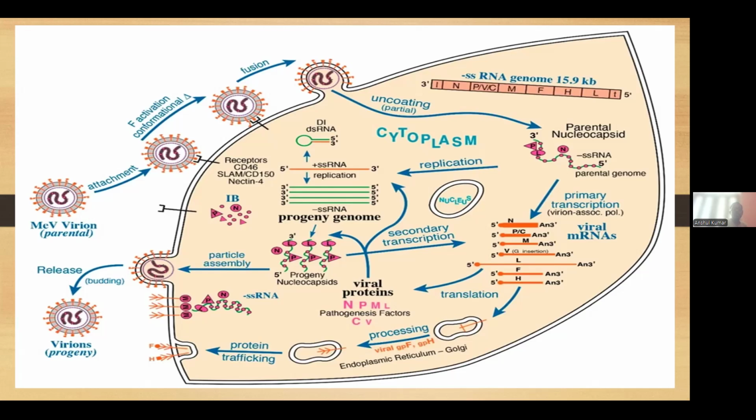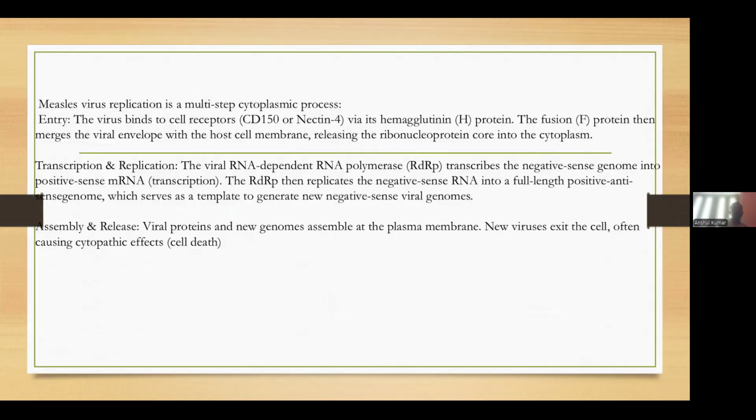So this is basically the structure, the replication pathway, or the entire cycle of the virus which takes place in a host cell. Here you can say that it is a multi-step cycle, and the replication takes place in the cytoplasm of the host cells, not in the nucleus. The virus binds to the cell receptors via its hemagglutinin. The fusion proteins then merge the viral envelope with the host cell membrane, releasing the ribonucleoprotein core into the cytoplasm. Then transcription and replication take place.